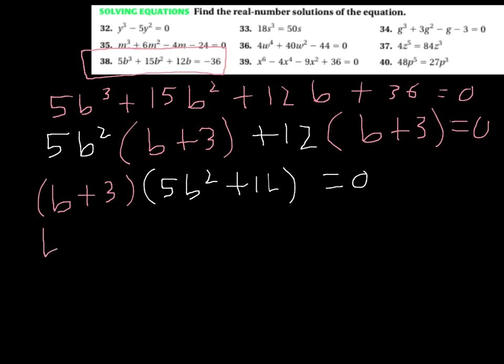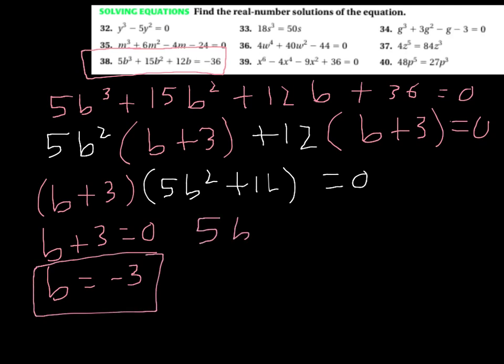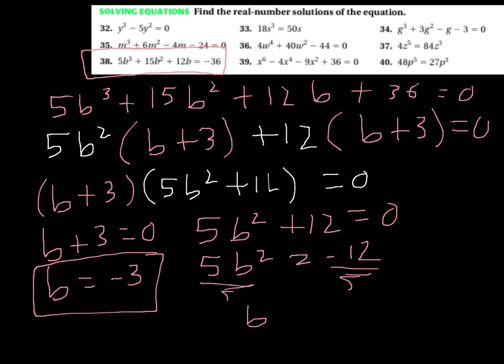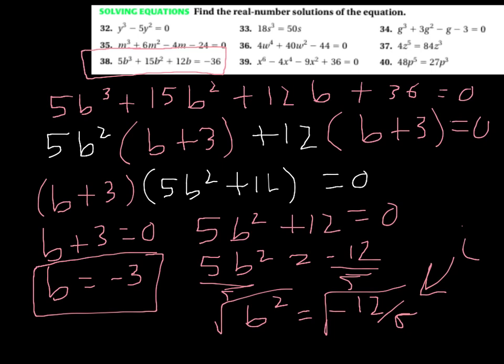Now I'm going to take my factors and set them equal to 0 and solve. My first real solution is b equals negative 3. When I take the 5b squared plus 12 equaling 0, I'm going to end up subtracting 12 from both sides. And you're going to see pretty quickly that when we divide by 5, we get b squared equals negative 12 fifths. And when I take the square root of both sides, this is going to yield me an imaginary answer, which I am now just going to toss out because it's not real.